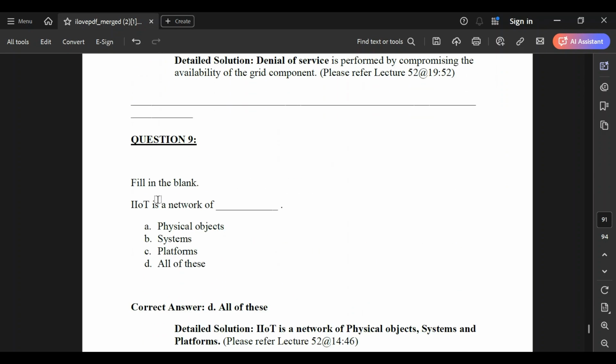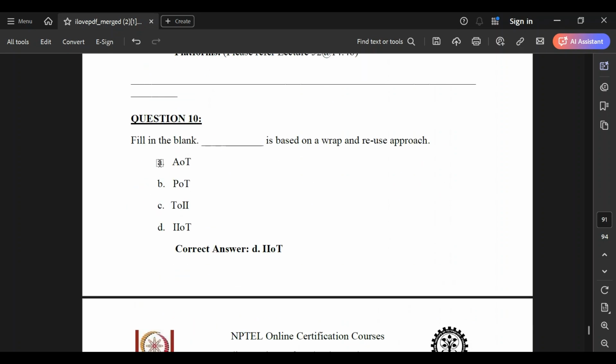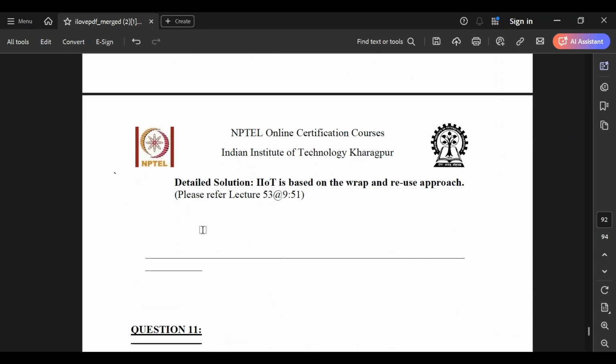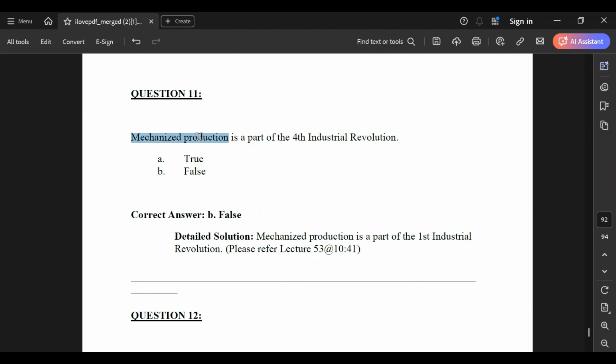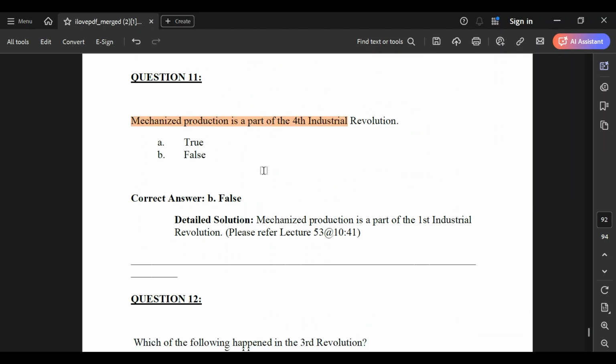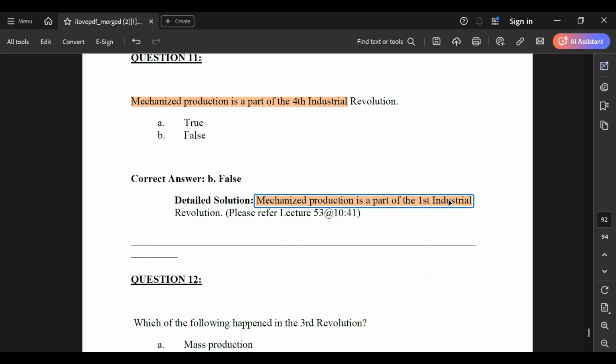Moving to the next, IoT is a network of all of these: physical objects, systems, platforms. So all of these are there. DAS is based on wrap and reuse. So this is triple double IoT. Mechanized production is a part of the fourth industrial revolution. This is false. Mechanized production is a part of the first industrial revolution.